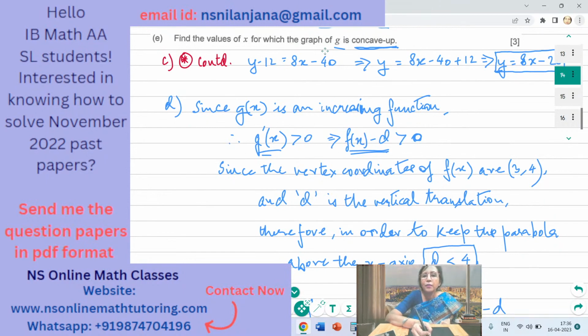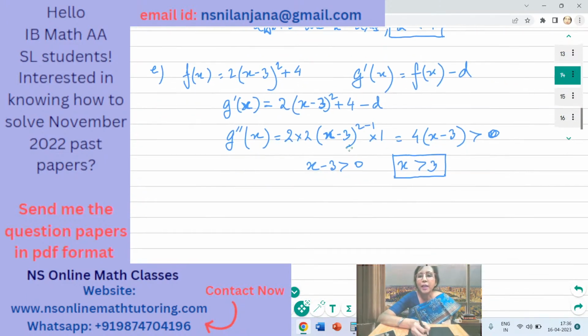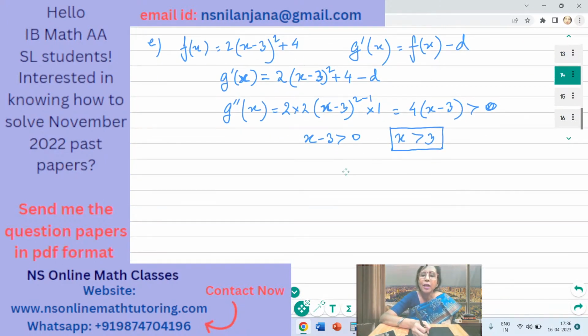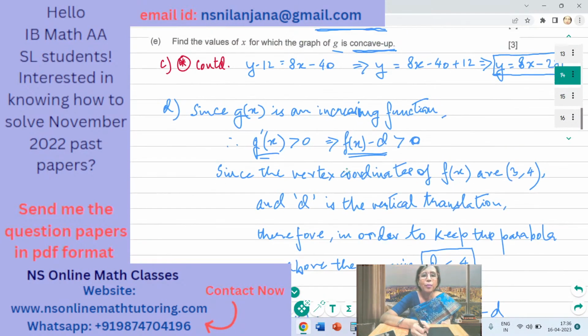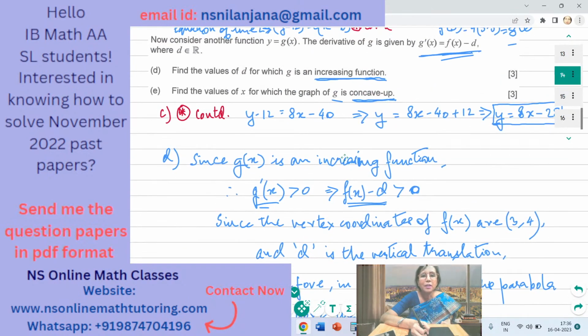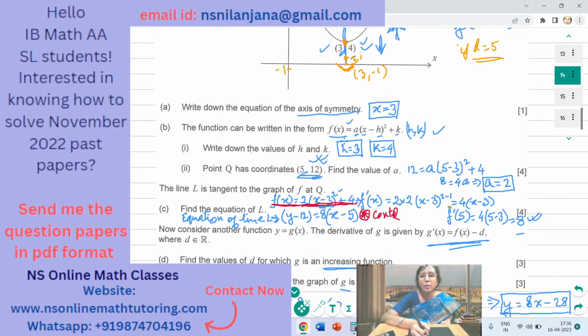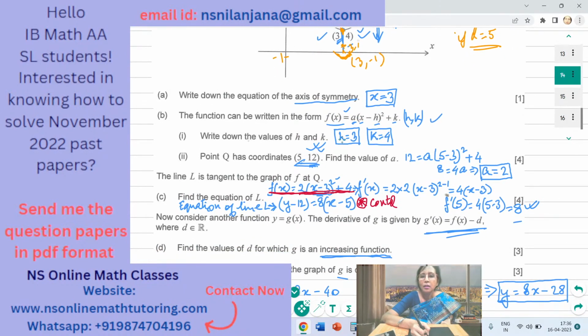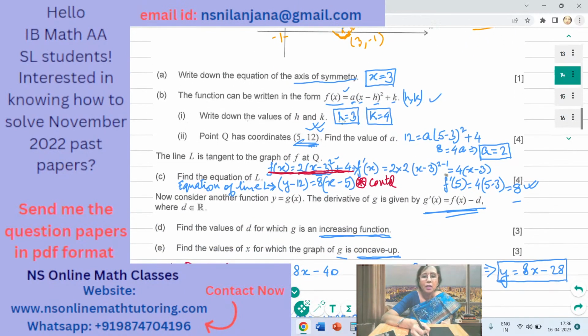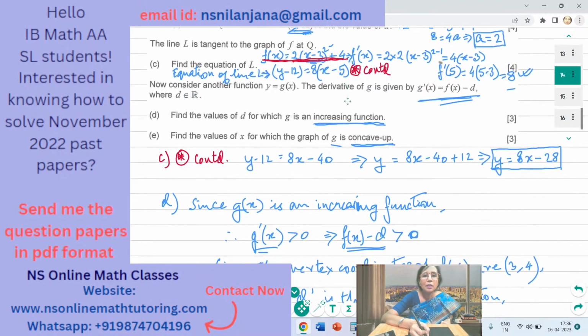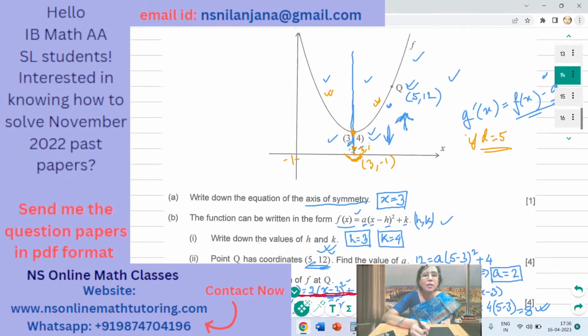Find the values of x for which the graph of g is concave up. For all x values greater than 3, g of x will be having a concave up shape. Okay, so we probably have completed the whole question, A, B. And yes, we have completed.